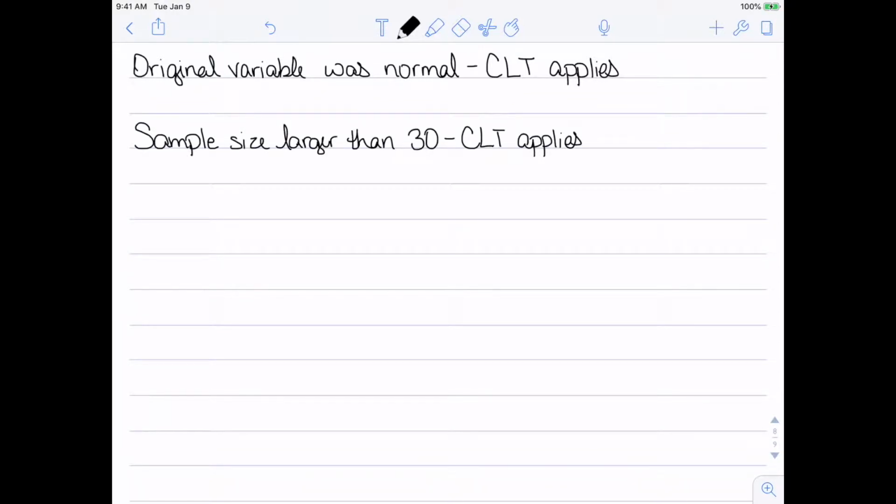If we didn't start with something normally distributed, then we need a sample size of larger than 30. Then our central limit theorem will work. And like I said before, if you use a bigger sample, it will be a better approximation, but we do need at least 30. So let's actually look at some examples of how we actually use this.